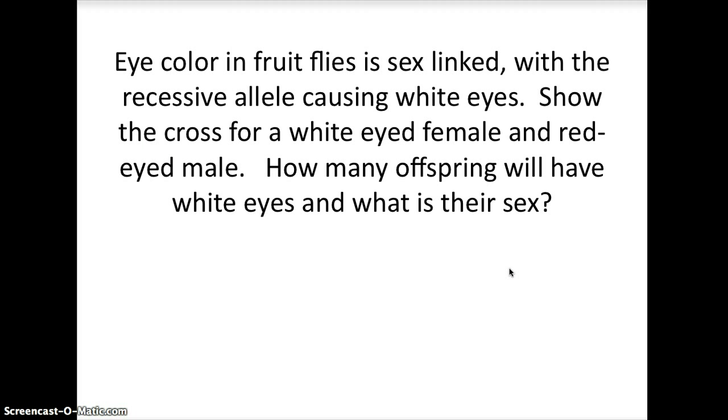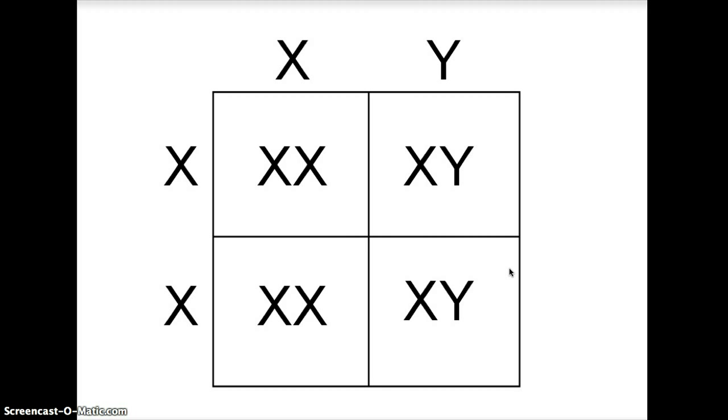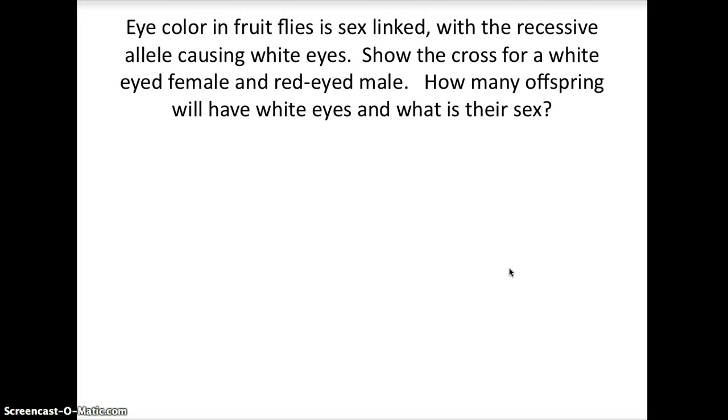So what I'll ask you to do here in a minute is to go through and try this cross. Eye color in fruit flies is sex-linked with the recessive allele causing white eyes. So the white eyes are recessive. Show the cross for a white-eyed female and a red-eyed male. How many offspring will have white eyes and what will be their sex? What you would do right here is, first of all, set up your X and Y and XX Punnett square and then get going. So I'll ask you to pause, try it out, and then we'll show you the answer in a minute. So go ahead and pause right now.